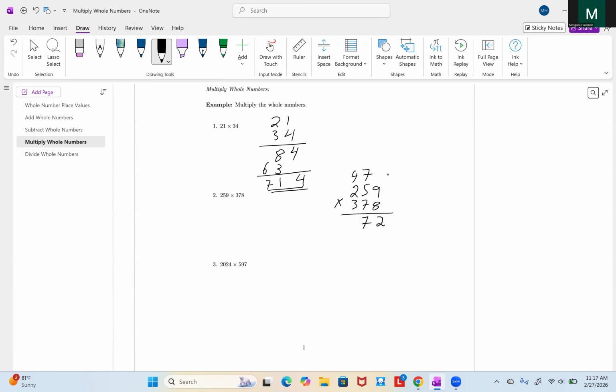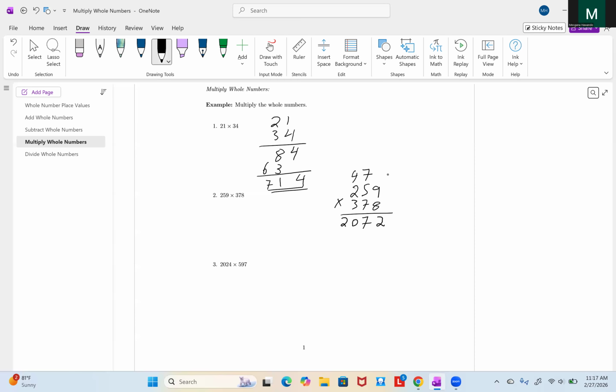8 times 2 is 16. 16 plus 4 is 20. So we write down 20 here. So we're done multiplying the 8 to all the digits in the number 259. So now we move on to 7.